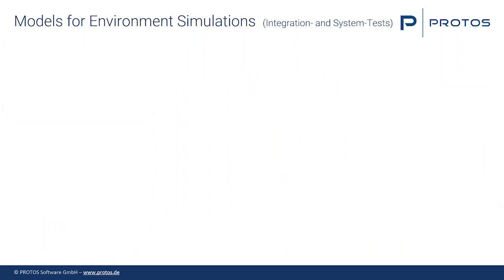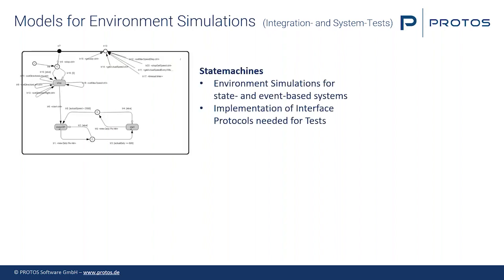Now, at the other end, we have the environment simulation. So now stubs and mocks, I'm not going into that now for unit tests, but for integration and system tests, we need environment simulations. So there are two main types of environment simulations. The first type is event-driven simulations. You can use state machines to do this. That's a typical approach. For example, implementation of protocols that you need for tests or state-based environment simulations and so on.